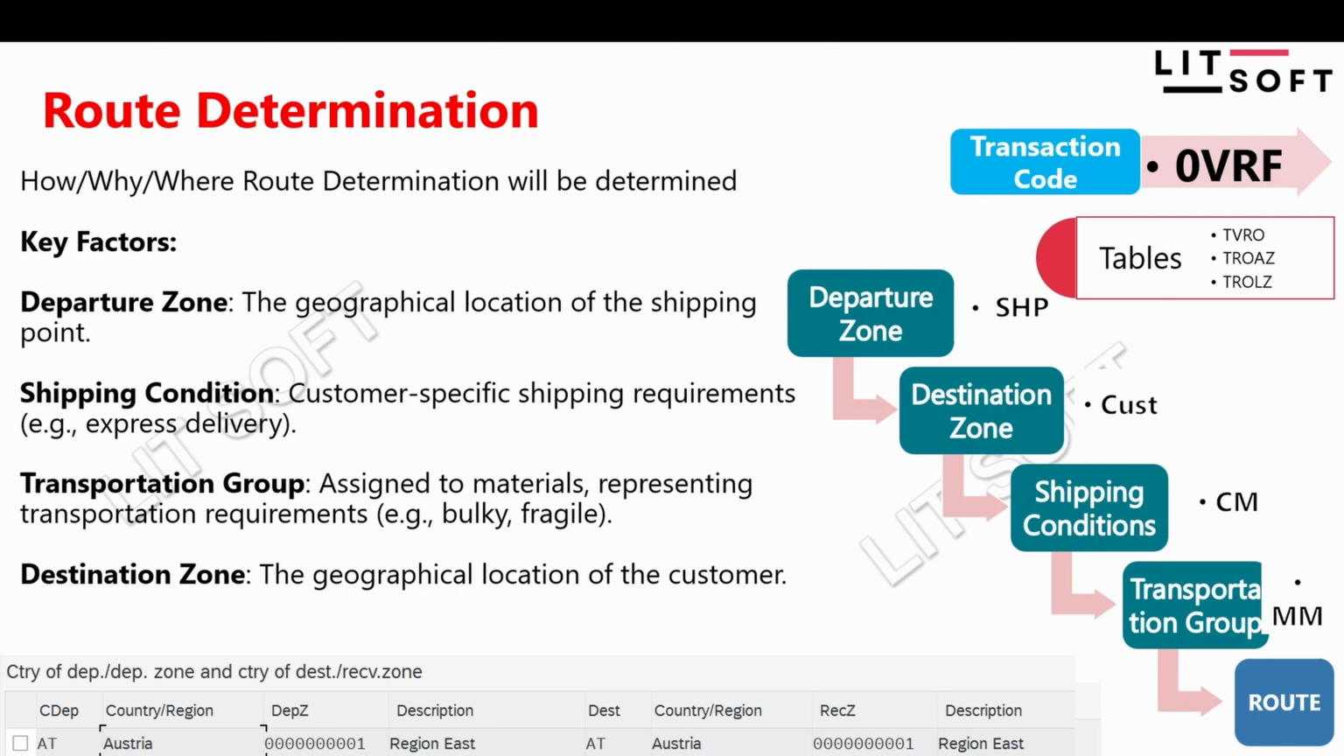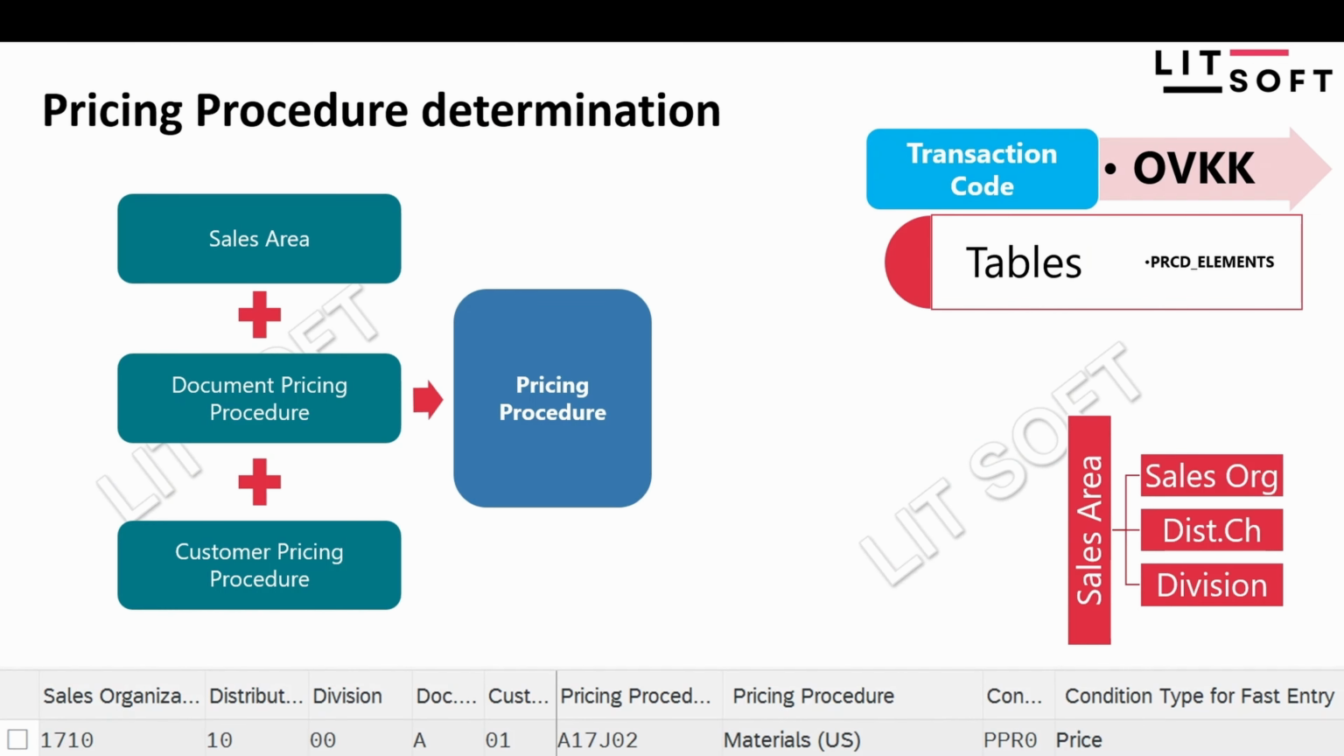So these are the definitions you can go through, but you can see here a screenshot from SAP. This is a customer departure and a country region. So departure zone: this is country, this is zone. Then destination country and receiving zone. This is how we need to give the route assignment, the determination, how do we get it.